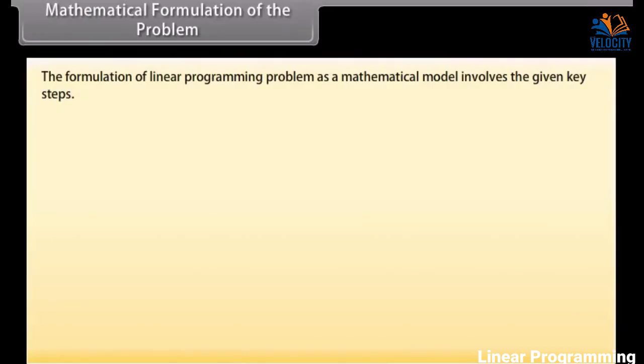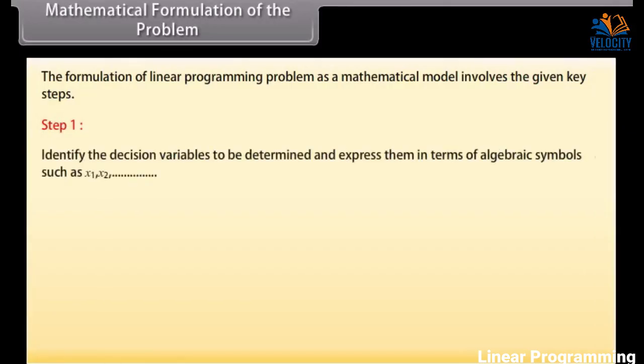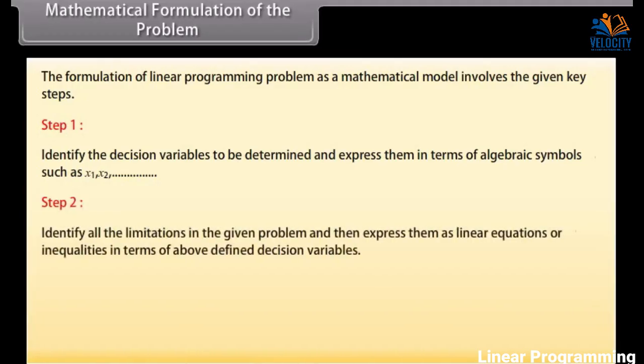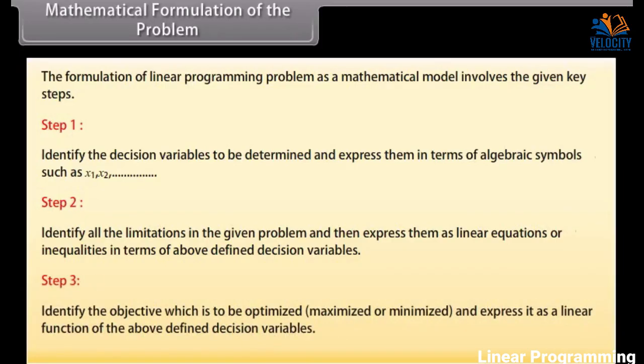Mathematical formulation of the problem. The formulation of a linear programming problem as a mathematical model involves the given key steps. Step 1. Identify the decision variables to be determined and express them in terms of algebraic symbols such as x1, x2 and so on. Step 2. Identify all the limitations in the given problem and then express them as linear equations or inequalities in terms of the above defined decision variables. Step 3. Identify the objective which is to be optimized, maximized or minimized, and express it as a linear function of the above defined decision variables.